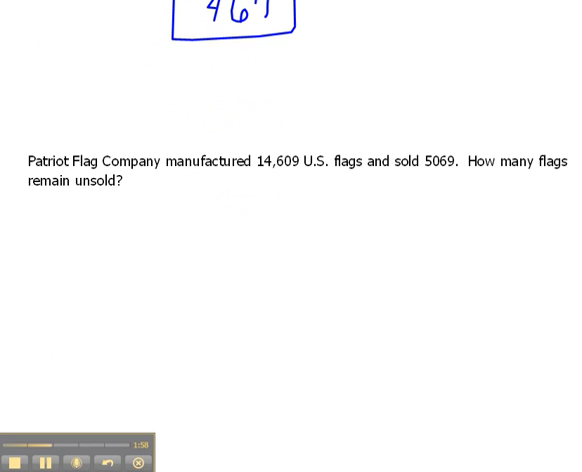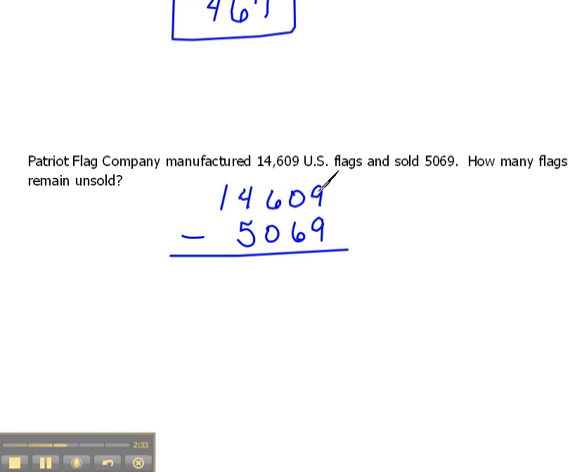Now let's do another one. This one says the Patriot Flag Company manufactured 14,609 U.S. flags and sold 5,069. How many flags remain unsold? So if we started out with 14,609 and we sold, or we took away, 5,069, when we do that subtraction, we'll have how many are left, or how many remain unsold.